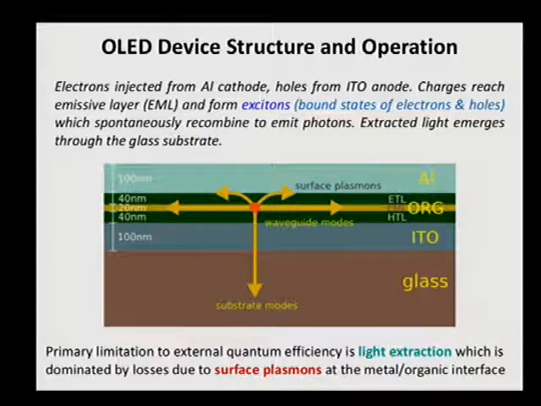The schematic here shows a typical device structure of an OLED. The organic layers are grown on top of an ITO-coated glass substrate with a metal cathode, aluminum in this case, deposited in the final step. Electrons are injected from the aluminum cathode and holes from the ITO anode. These charge carriers then meet in the emissive layer of the organic where they form bound states called excitons, which spontaneously recombine to emit photons.